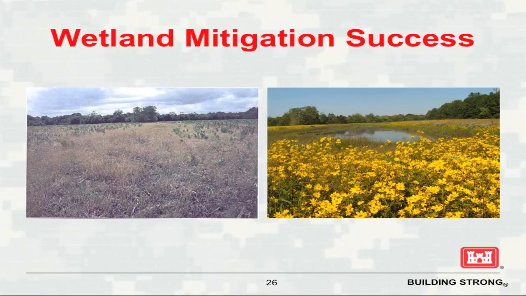So, wetland mitigation success. This is one of our banks in Missouri. And you can see, if you reference that little clump of trees right there, that's the same clump, and it's about 2 years apart, I believe, in this photo. This used to be just a fallow field. And now you have this really nice wetland area with a beautiful golden wetland buffer. So mitigation banking seems to be working really well for us.